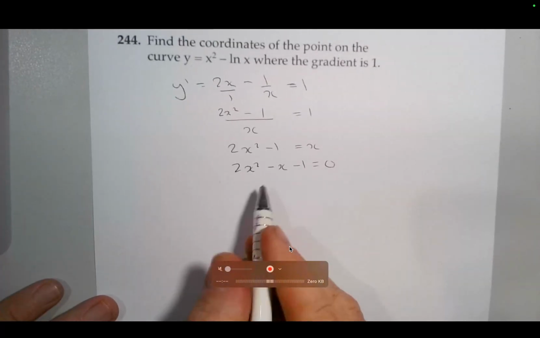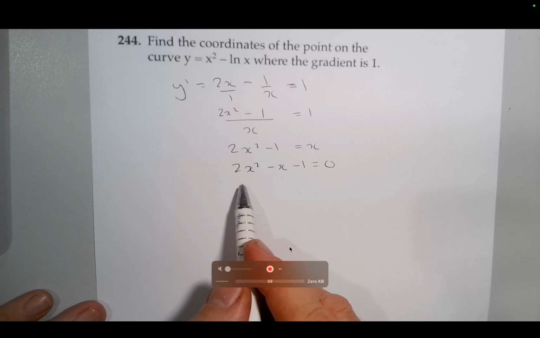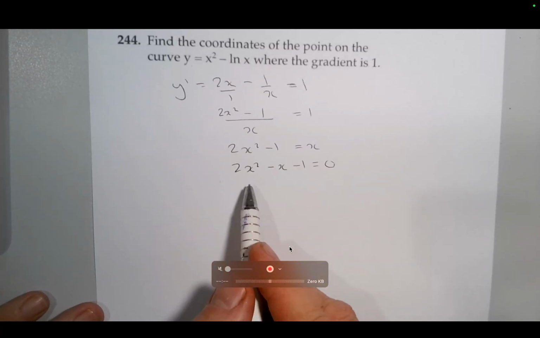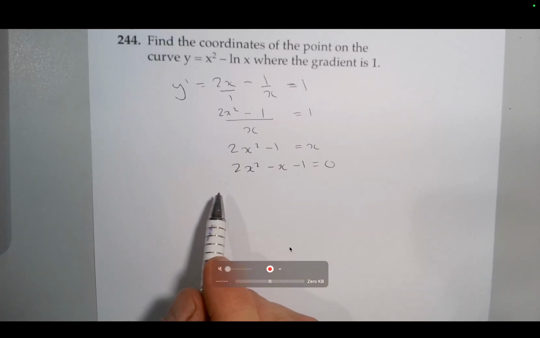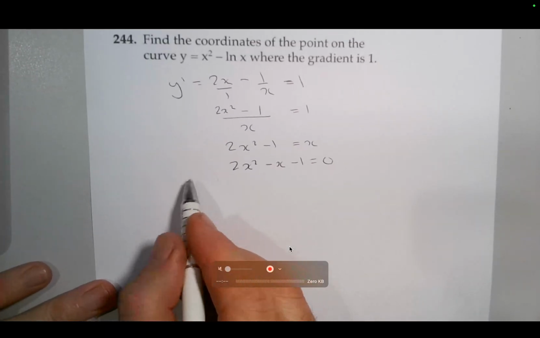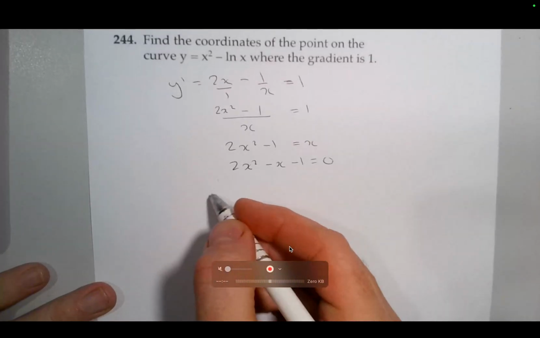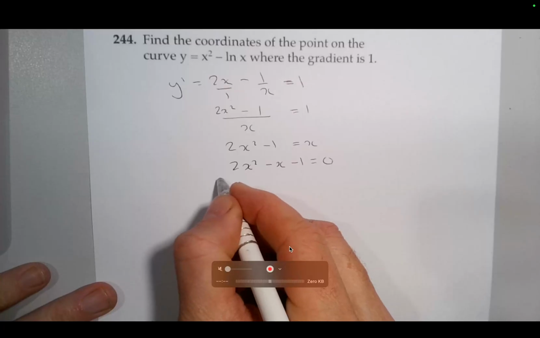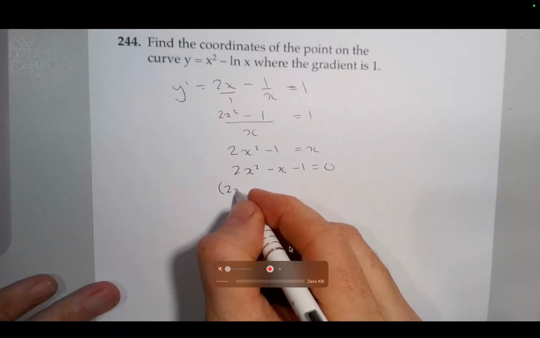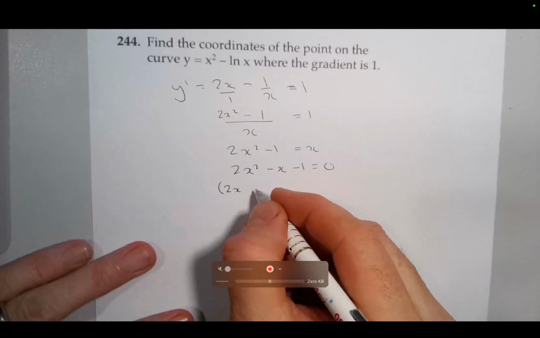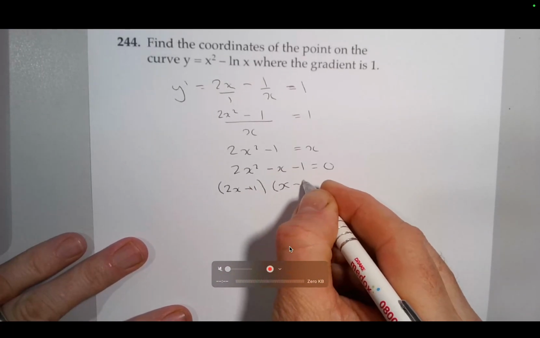And okay, this is a quadratic, and you should be able to factorize this. If it's not factorizable, you'll have to use the quadratic formula. But trust me, this one's going to be a nice one. Whatever way you do it, that's a year 12 skill basically. But trust me, it factorizes down to 2x plus 1, x minus 1.